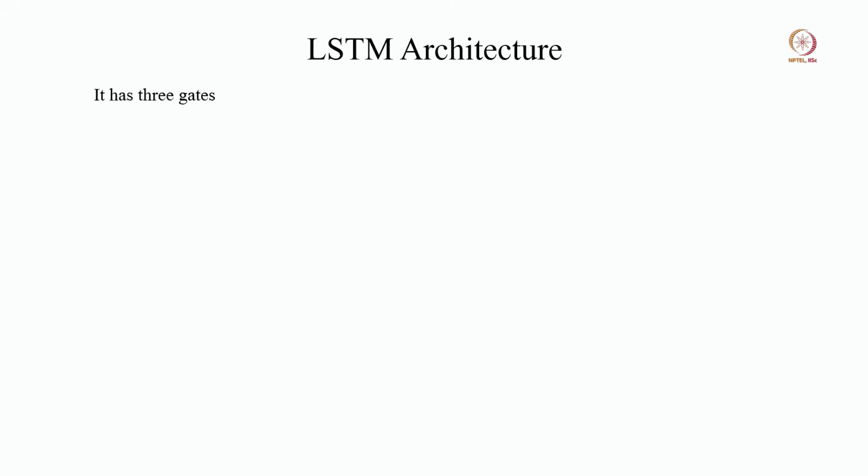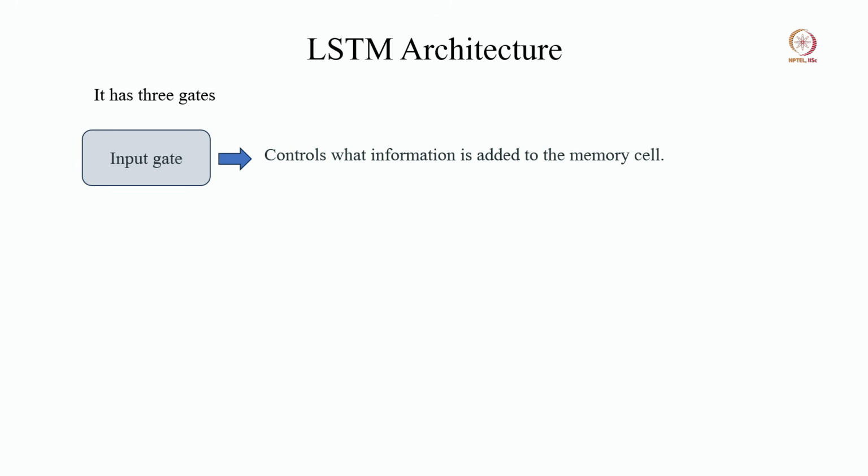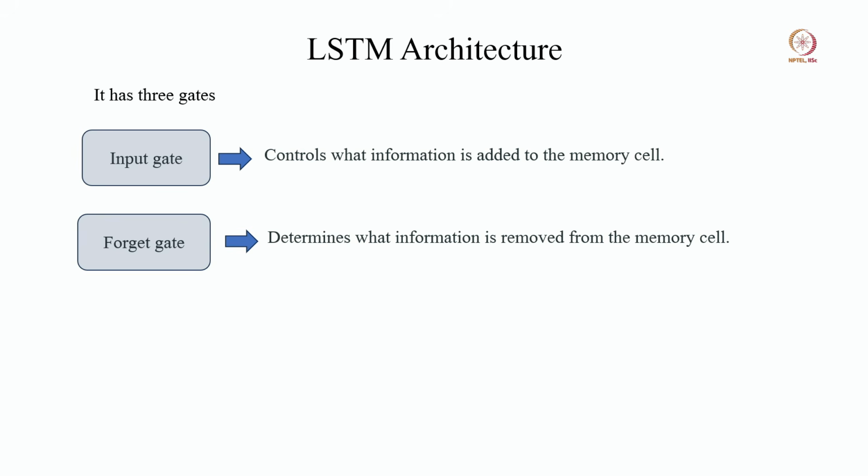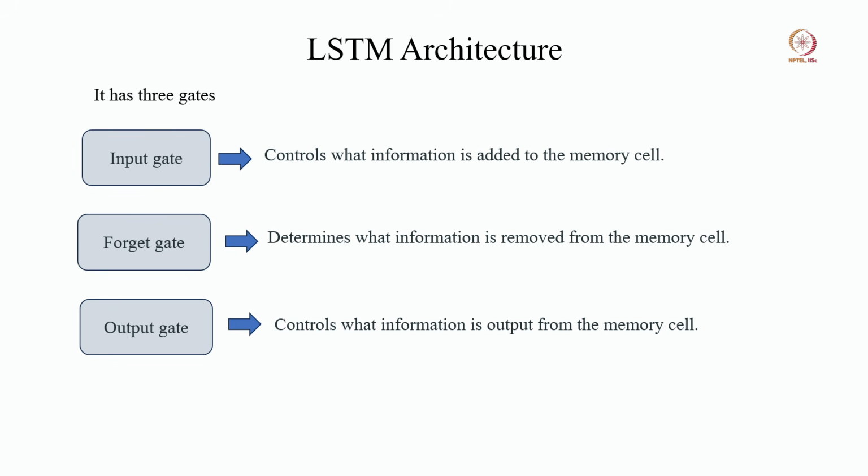LSTM architecture has three gates. One is the input gate that controls what information is added to the memory cell, the forget gate that determines what information is removed from the memory cell, what information should be forgotten, and the output gate which controls what information is output from the memory cell. So these are the three main gates in an LSTM architecture.